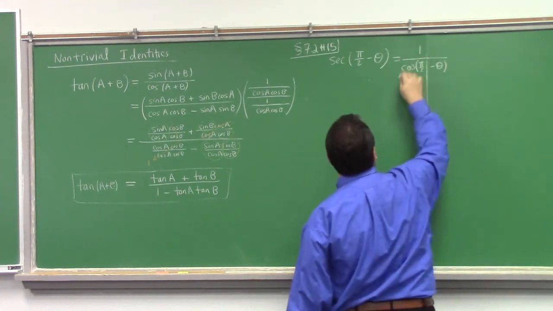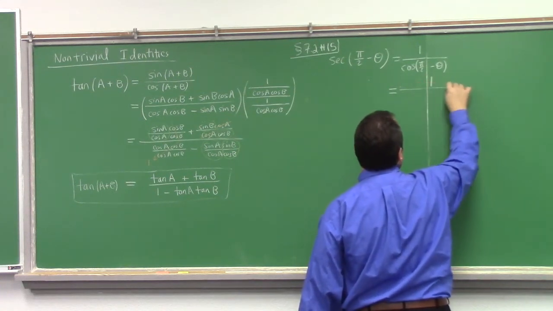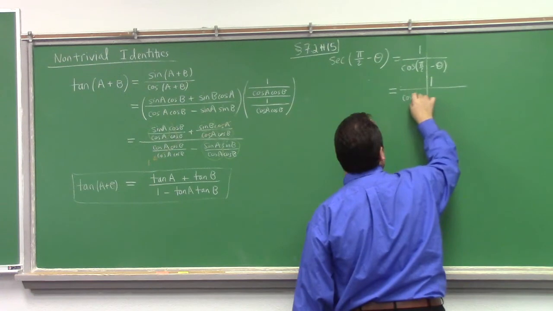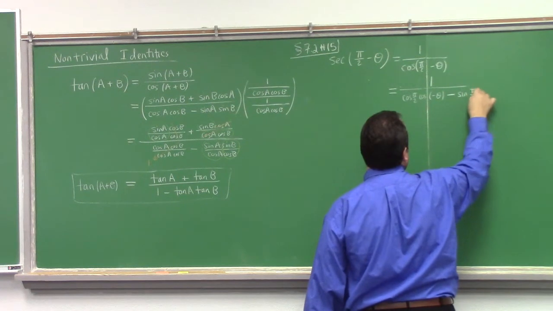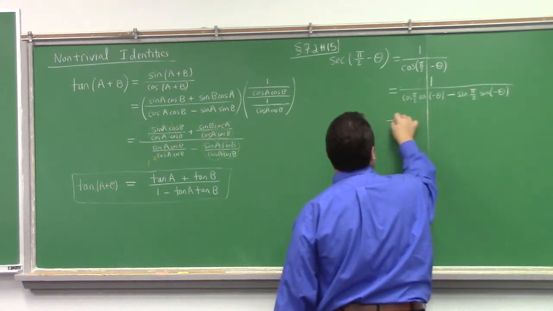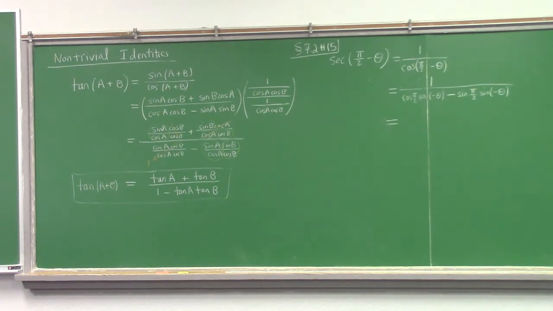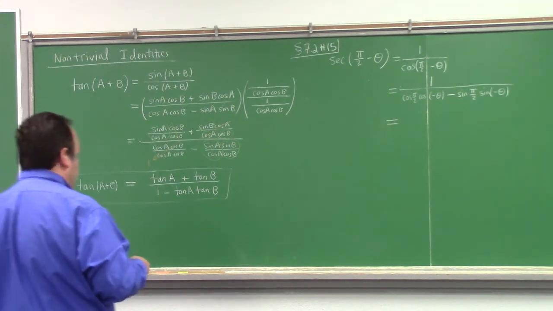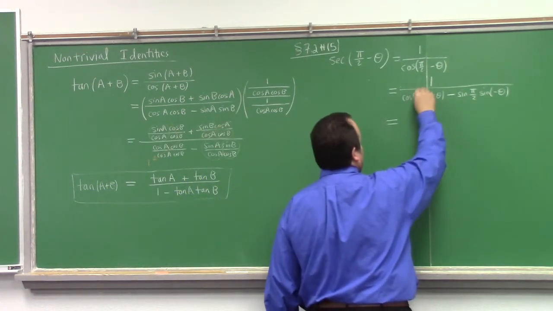How's this go? This is 1 over, so we've got cosine pi over 2, cosine of minus theta, right? Minus the sine of pi over 2, sine of minus theta, right? So what's that give us? Remember, you don't want to have to punch these in your calculator. You need to know these instinctively, right?